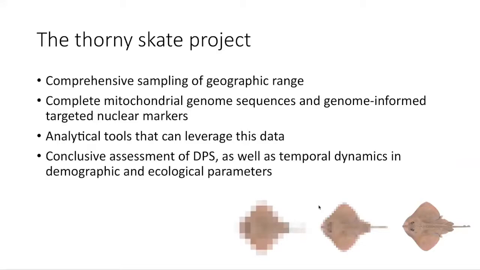So the overall scope of this project is to take comprehensive specimen sampling from across the geographic range of the Thorny skate, sequence complete mitochondrial genome information, and also, based on the nuclear genome that we have been talking about so far in this webinar, put together genome-informed targeted nuclear markers like Shannon mentioned, and then use analytical tools that can leverage data at this spatial resolution and at this genomic scale, with the goal of providing data that can be used to generate conclusive assessment of distinct population segments, as well as infer temporal dynamics in demographic and ecological parameters of interest.